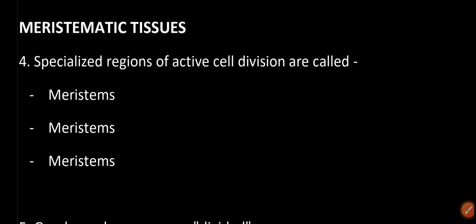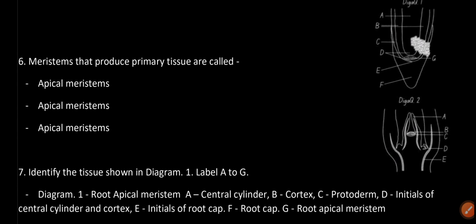Meristematic tissues. Specialized regions of active cell division are called meristems. The Greek word meristos means divided. Apical meristems that produce primary tissue are called apical meristems.